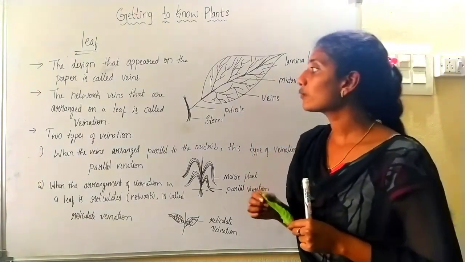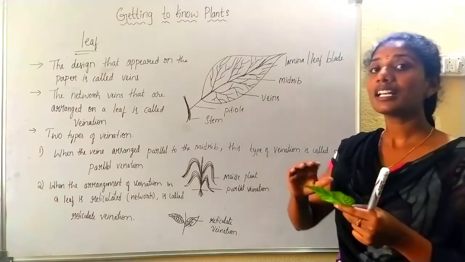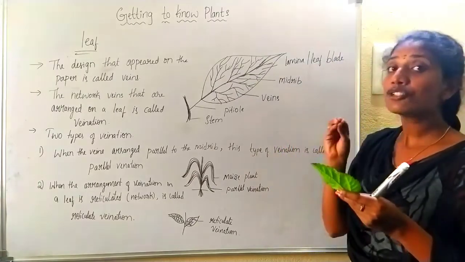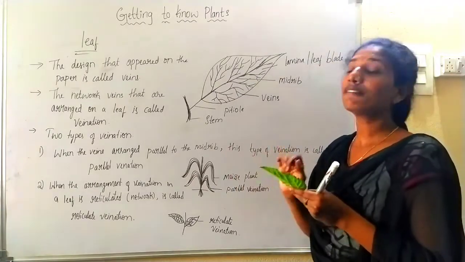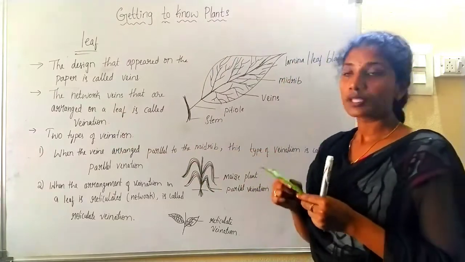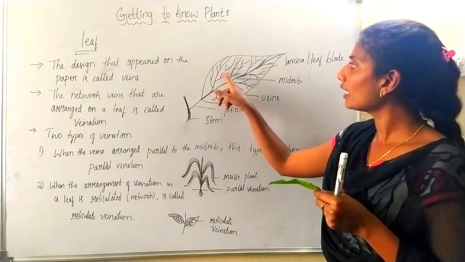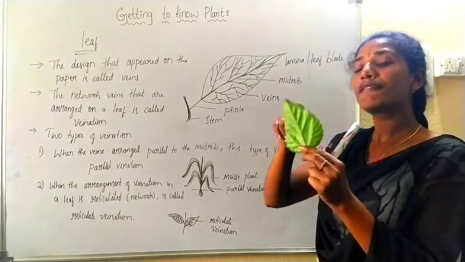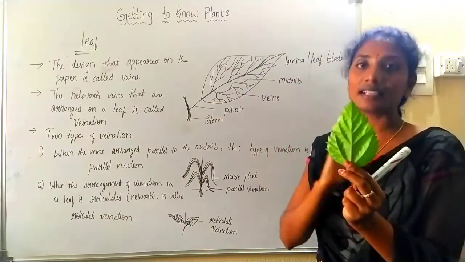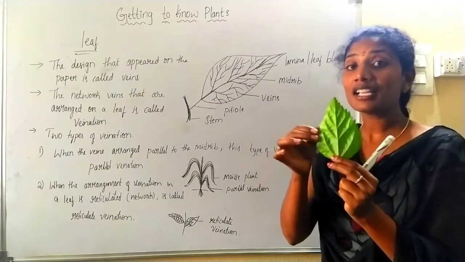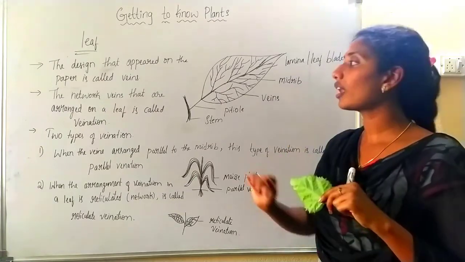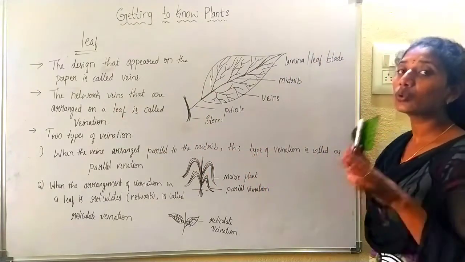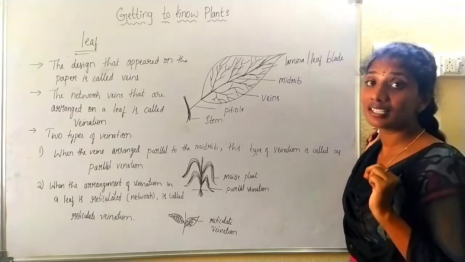When you see these veins arranged in one pattern in a leaf, this arrangement of veins in the leaf we call venation. You can see, this one line is a vein. Like this you can find a number of veins arranged in one pattern. So this arrangement of veins in a leaf we call a venation. Understood? Generally there are two types of venation that we can see in plants.